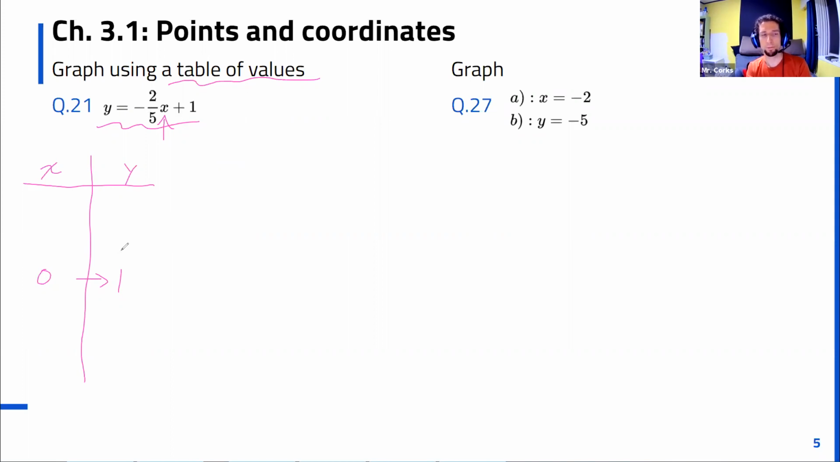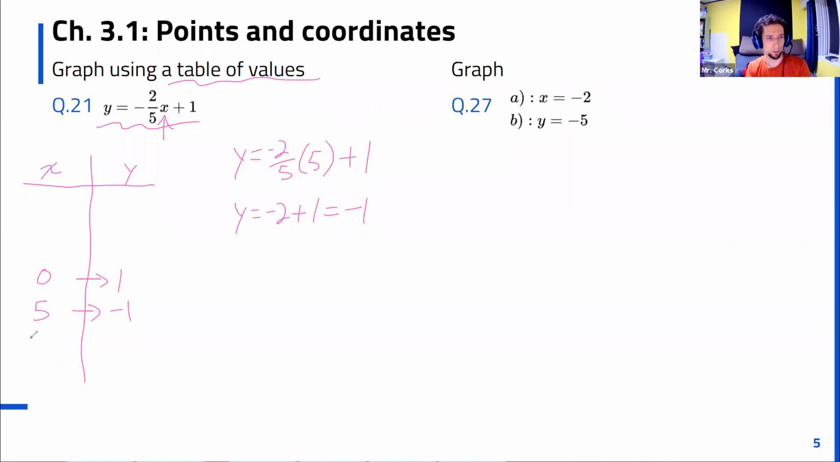5. Why 5? Because when we multiply 2 over 5 by 5, the 5 on the bottom of the fraction will disappear. Y is equal to -2 plus 1. So y is equal to -1. So that's much easier. If you're doing a table of values, you don't need to do 1, 2, 3, -1, -2, -3. You can just choose values that make your job easier. So in this case, 5 gives us -1, and that's much easier.